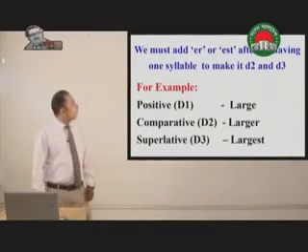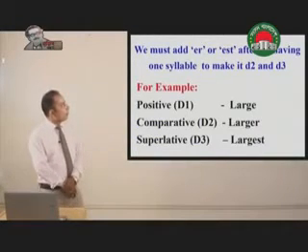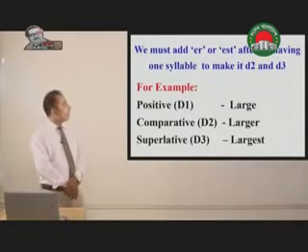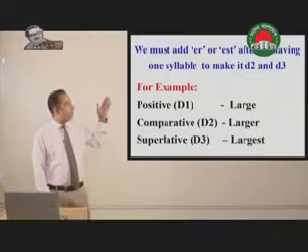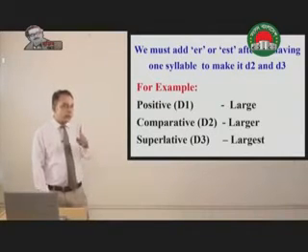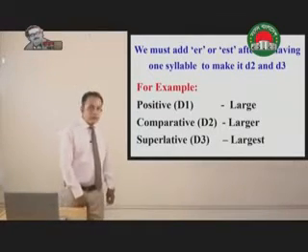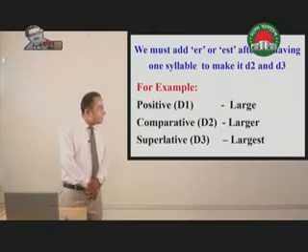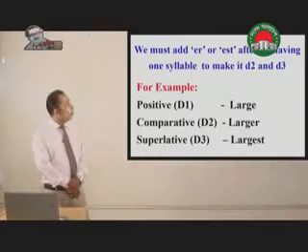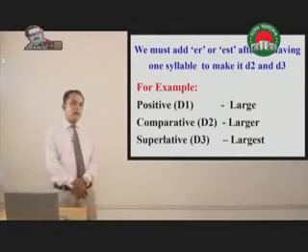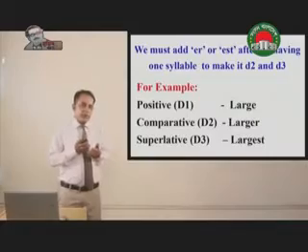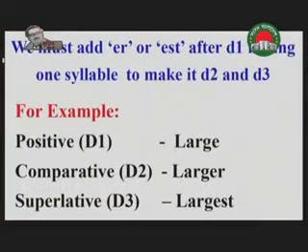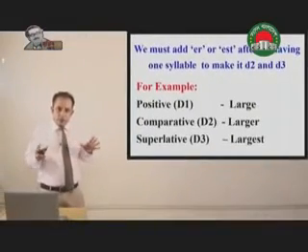Let's watch. We must add ER or EST after D1. Dear students, be careful. We must add ER or EST after D1, that is after positive, having one syllable, to make it D2 and D3. That is, we have to add ER or EST to turn a positive degree having one syllable into comparative or superlative. Dear students, is it clear to you?